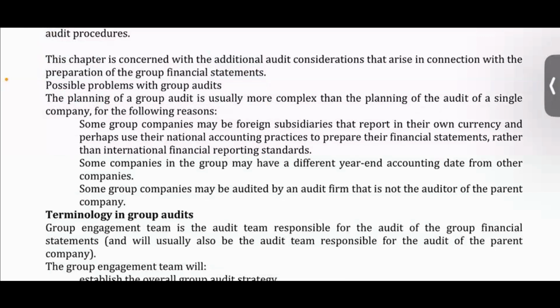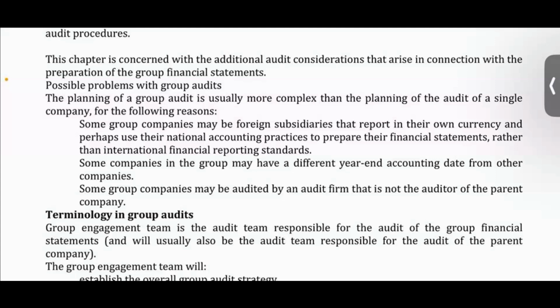What are the possible problems that you will encounter when auditing a group? The first one is that planning for a group audit is more complex than planning for a single audit. Let's say, for example, Dangote. Imagine you are the one responsible for auditing Dangote as a group. Of course, it will be strenuous.